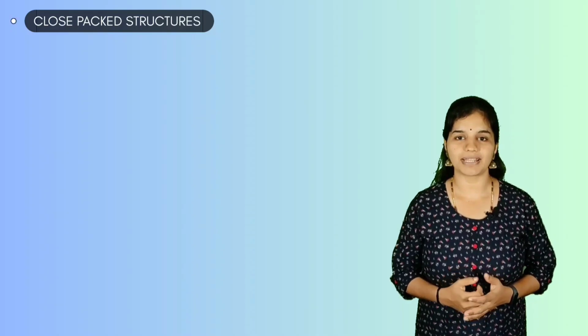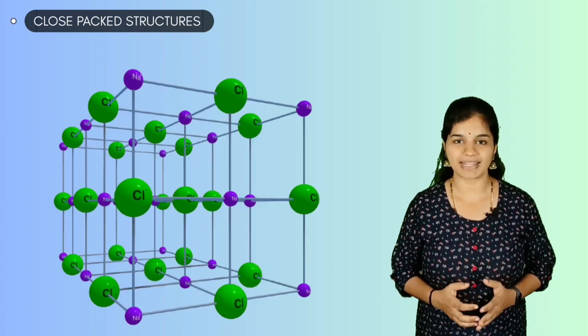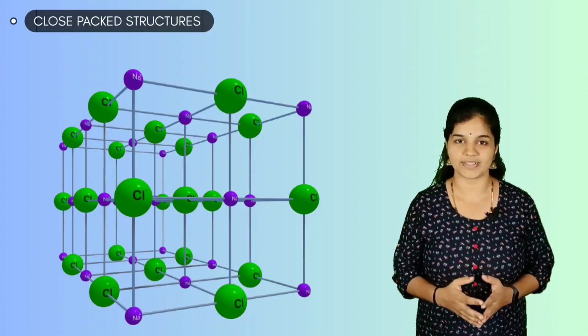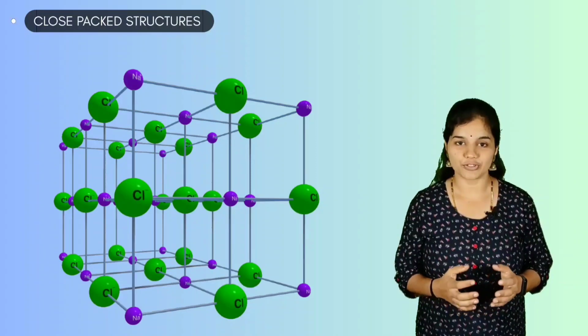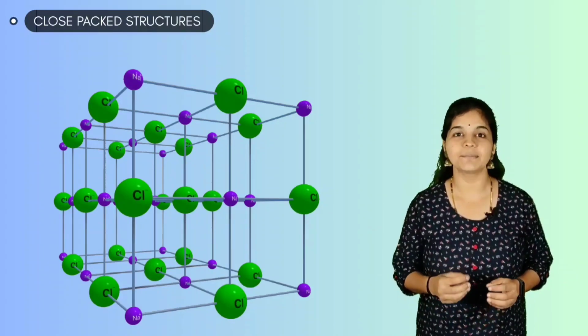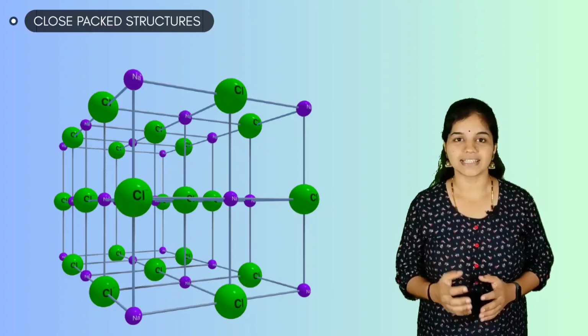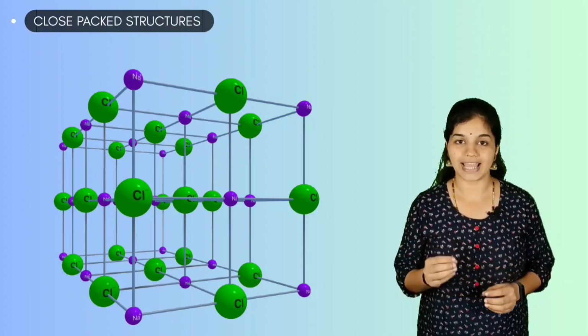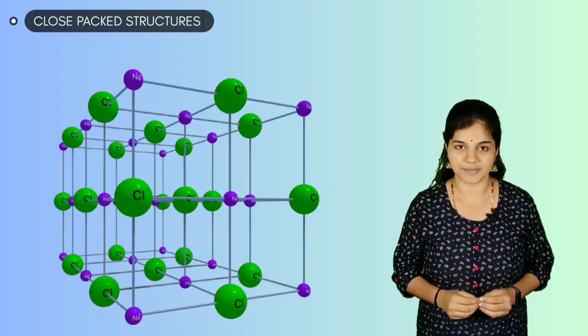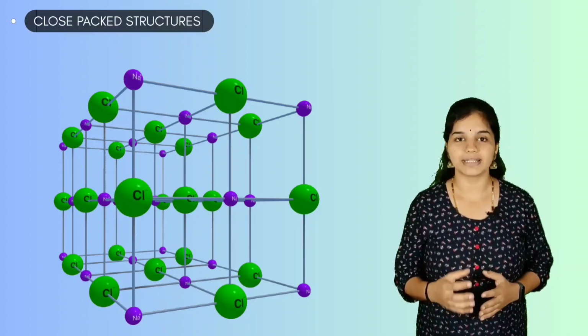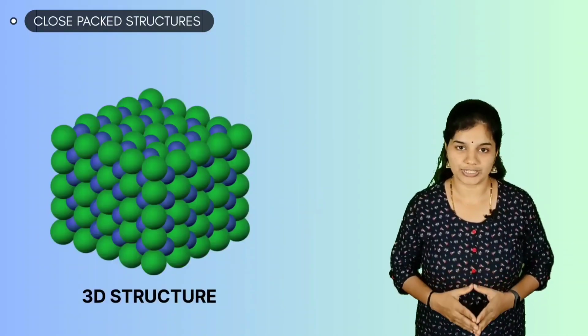The constituent particles are closely packed in the crystal structure of solids. The close packing of constituent particles leaves minimum vacant space in the solids. By considering the constituent particles as identical hard spheres, now let us build the 3D structure of solids.